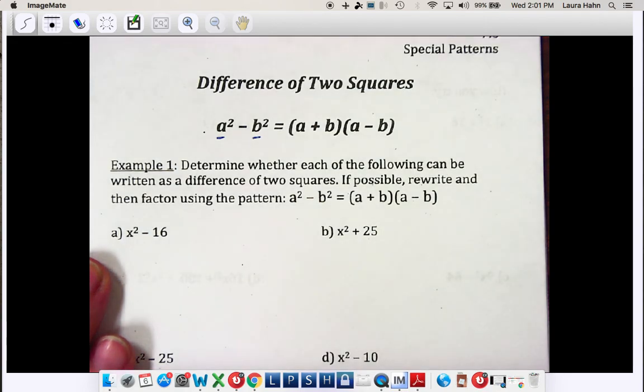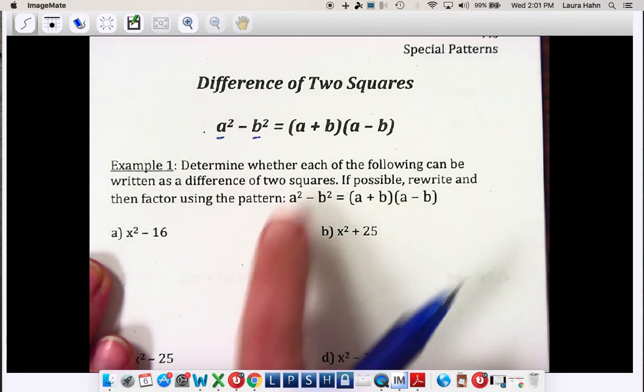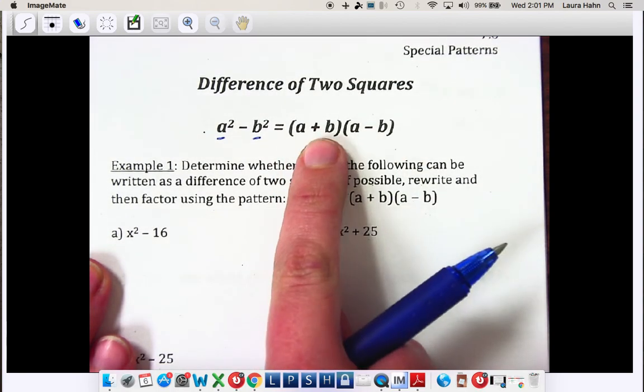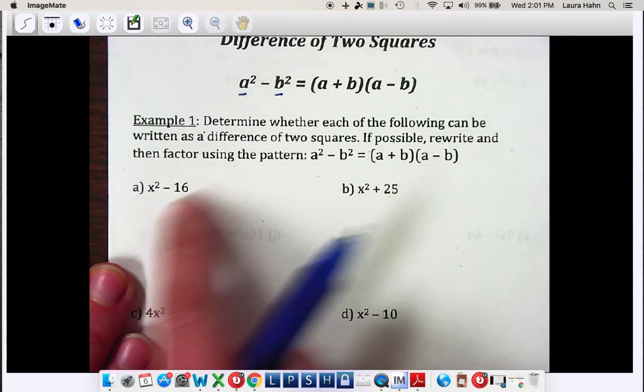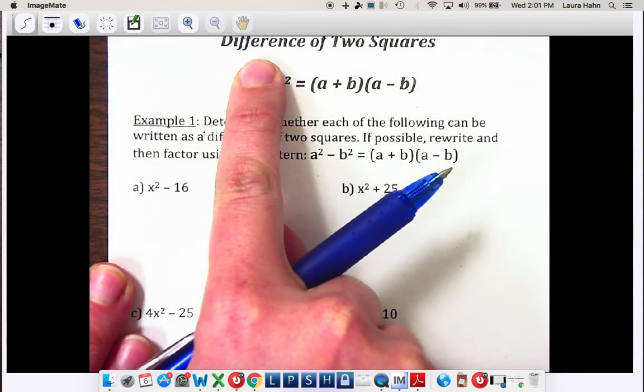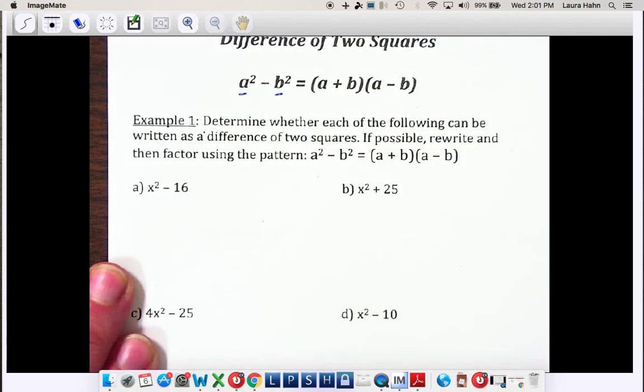When that is the case, you just take the square root of each one, and pretty much you have a plus and a minus. So for example, and it has to be a minus sign. That's why it's called difference of two squares. There has to be the minus sign between them.